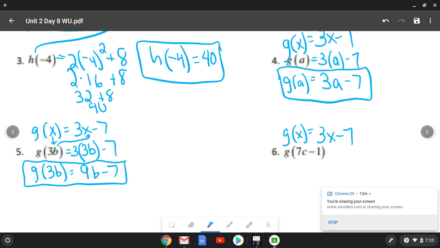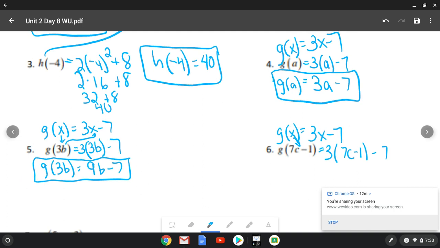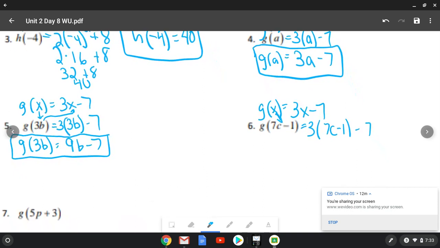So now it's asking us to replace this x with this whole thing here, with this 7c minus 1. So I'm going to write a 3, and then in parentheses instead of the x, I'm replacing it with 7c minus 1. And I still have a minus 7 on the outside to finish the problem. So let's see what we get if we distribute that 3 in. So that'd be 21c minus 3 minus 7.